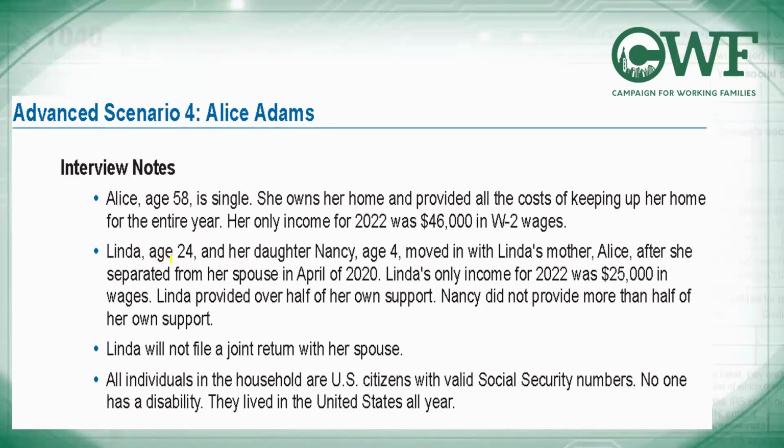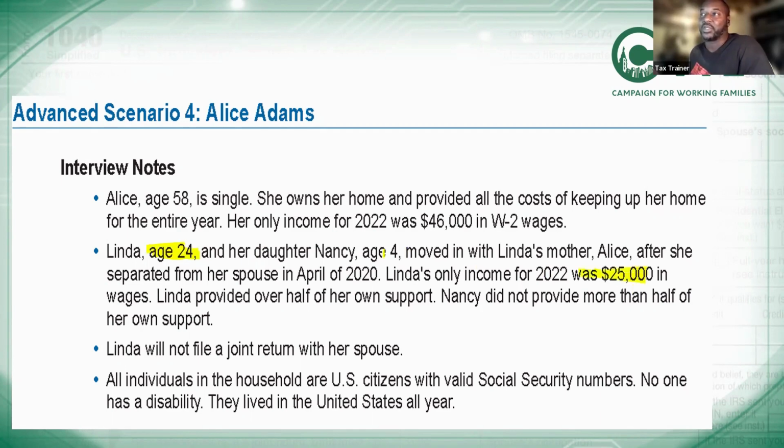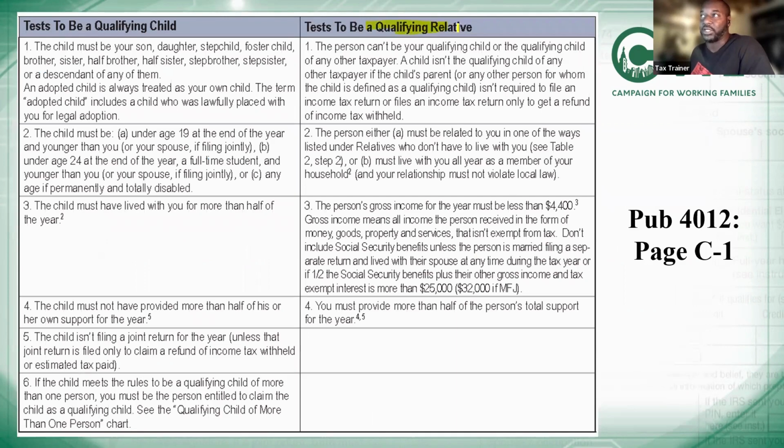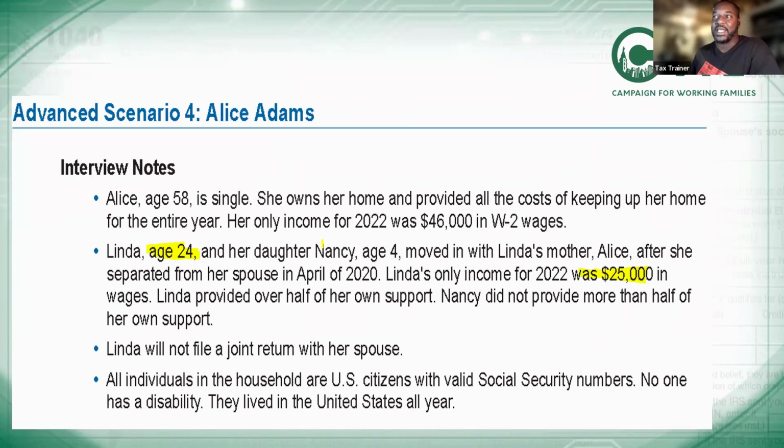No, because she provided more than half her own support. And she's 24, so she's over the age of 19 and she's not in school. That killed her right there. She's not my dependent. She also made more than $25,000, and if I wanted to see if she was a qualified relative, her income has to be less than $4,400. So Linda is not a dependent, but yes, potentially Nancy could be a dependent. Let's keep that in mind.